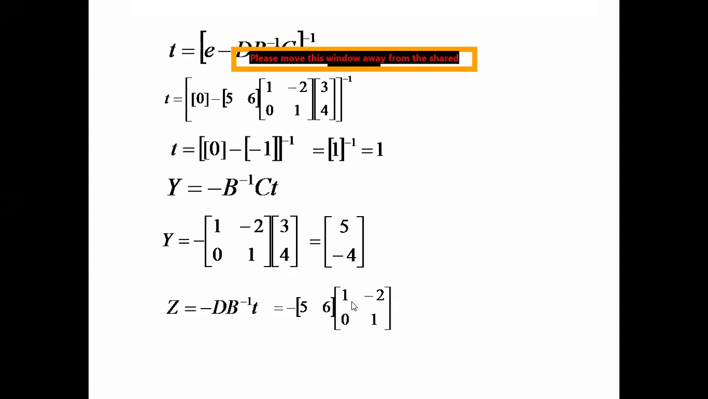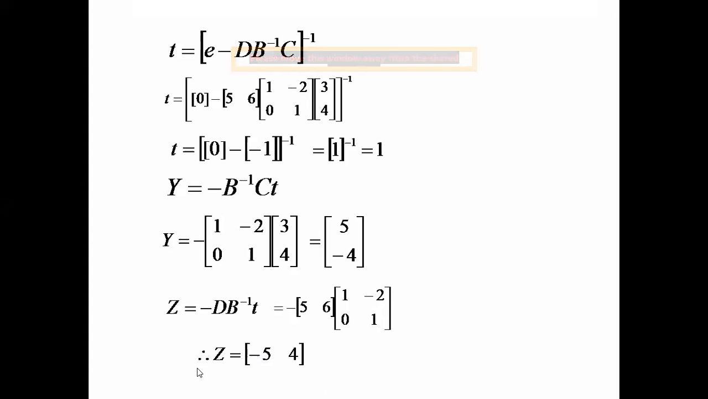5 into 1, 5, plus 6 into 0, 0 only. So 5 you get, and because of this minus sign, this becomes minus 5. And here, in the next row, 5 into 2, 10, minus 6 into 1, 6. So minus 4 you get. But because of this minus, minus becomes plus. So there is the value of Z. So very simple process.